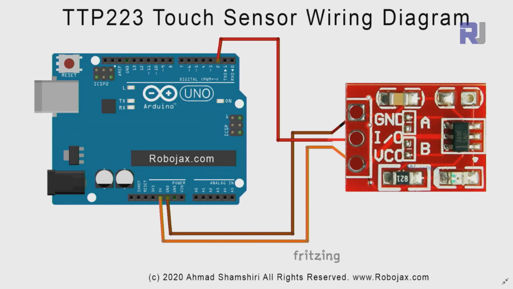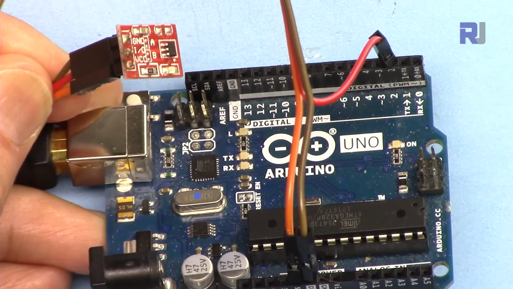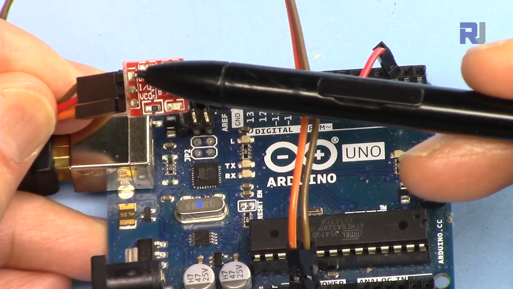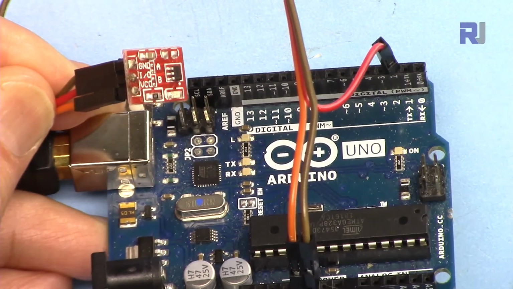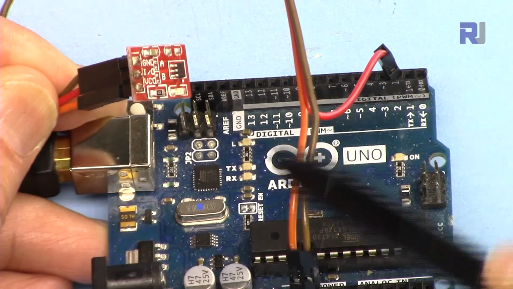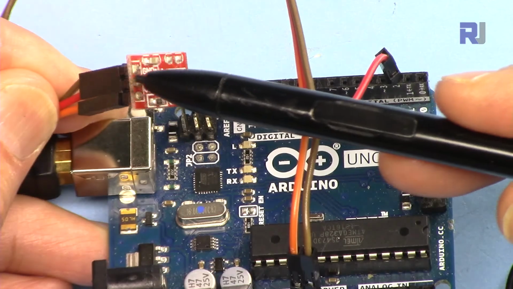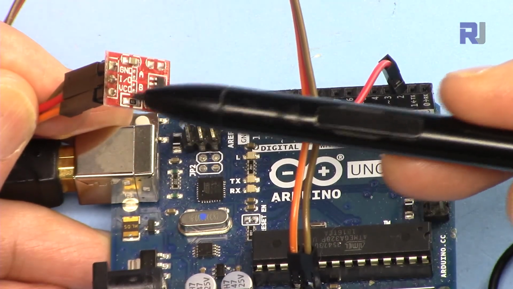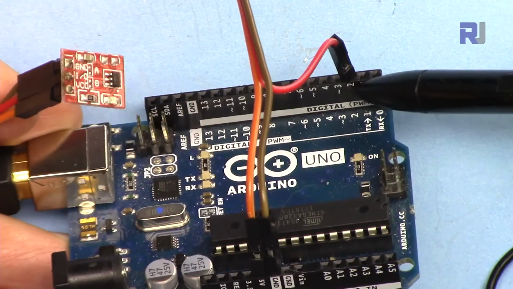Here is the wiring diagram for the touch sensor. The ground pin is connected to the ground of Arduino. The middle pin, which is the output, has been connected to pin 2 of Arduino, and the VCC, the lower pin, is connected to 5 volts. Let me show you now the wiring. Ground is connected from this side to the ground of Arduino. The last pin on this side is VCC. The orange wire is connected to 5 volts. The middle pin is the output. On the board it says OUT, and the output is connected to pin 2.